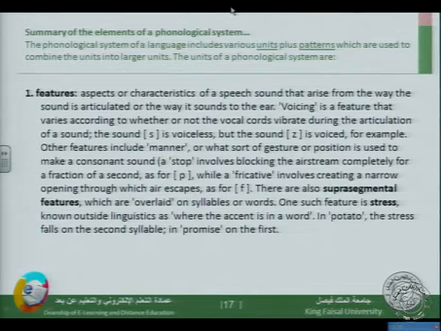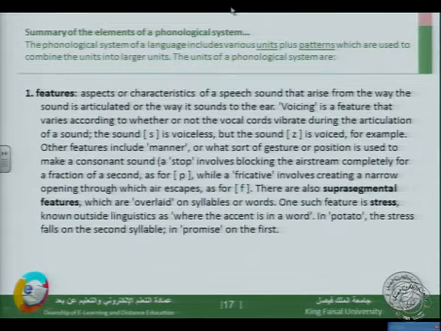The phonological system of a language includes various units plus patterns, which are used to combine the units into larger units. The units of a phonological system are, first of all, features. We have aspects. This is kind of a summary. I will just read. Features means aspects or characteristics of speech sounds that arise from the way the sound is articulated or the way it sounds to the ear.